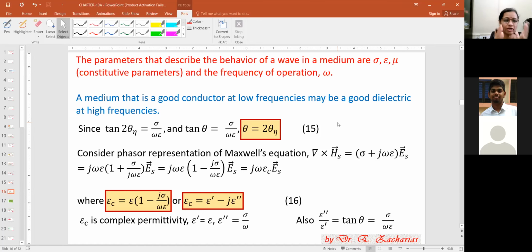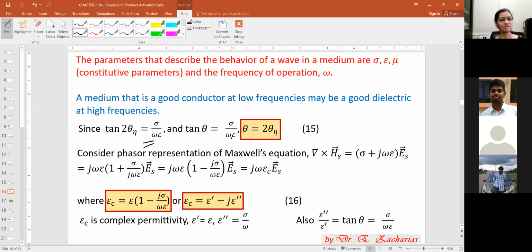I know a lot has been told to you. And again, maybe I'll just finish one more sentence for you. A few minutes back, when I talked about theta eta, I wrote an equation. There I wrote tan of 2 theta eta is sigma by omega epsilon. And just now we talked about loss angle or loss tangent and wrote it as sigma by omega epsilon.